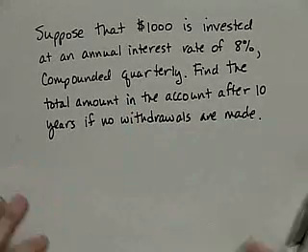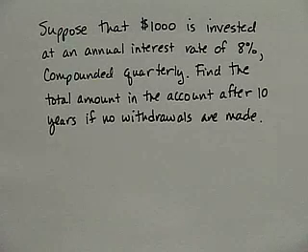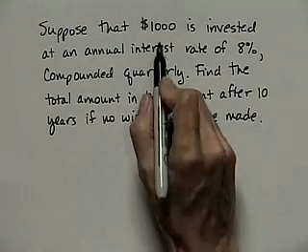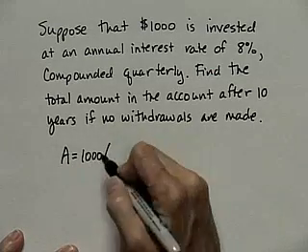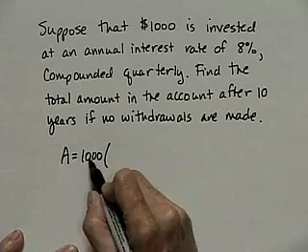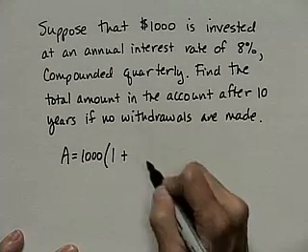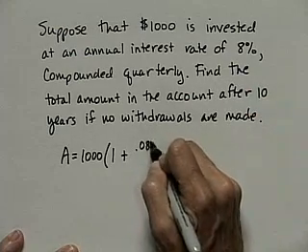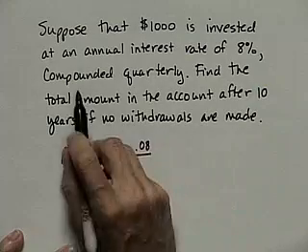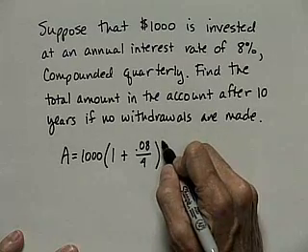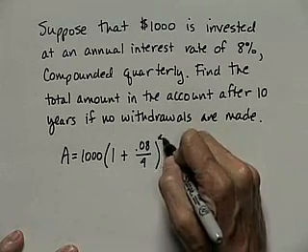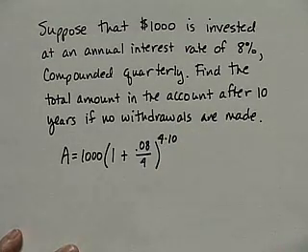Let's try this formula. Suppose that $1,000 is invested at an annual interest rate of 8%, compounded quarterly. Find the total amount in the account after 10 years if no withdrawals are made. Well, our principal is 1,000, and we're interested in calculating A. So we put 1,000 for P times 1 plus the interest rate made into a decimal, 0.08, divided by the number of compounding periods. Now, if this is compounded quarterly, that's 4 times a year. And as an exponent, we have n times t, or the number of compounding periods times the number of years.